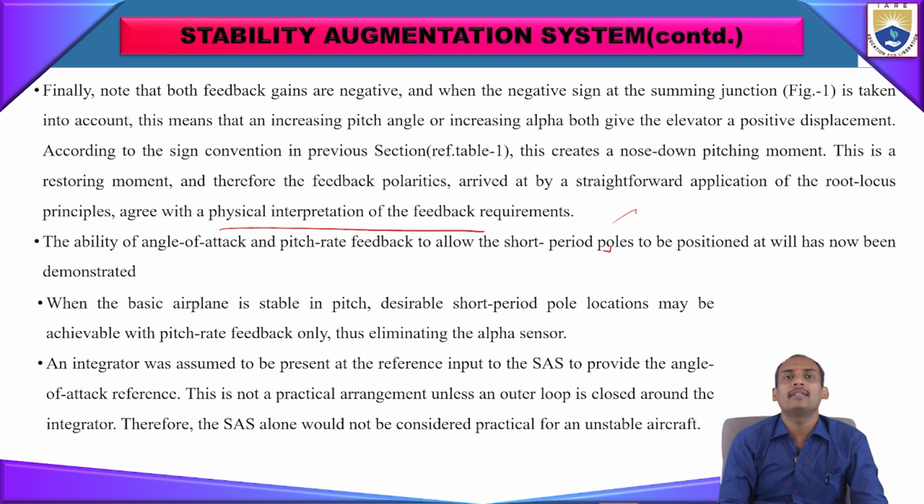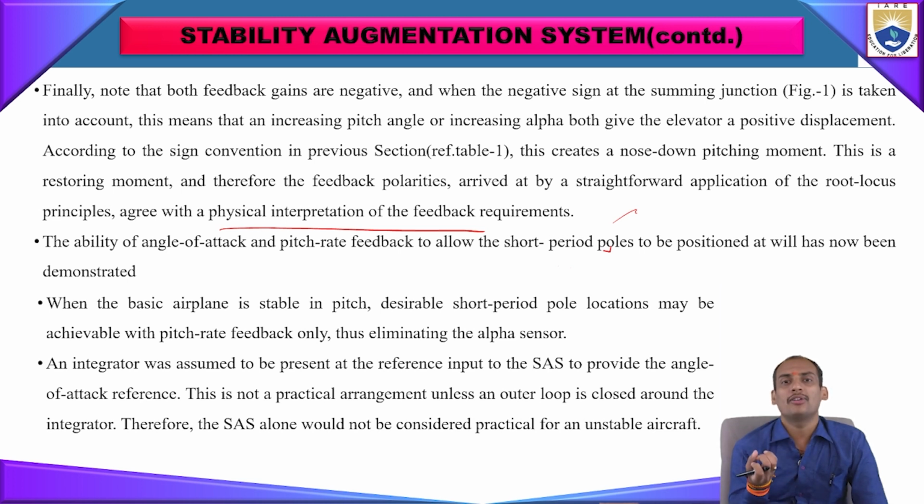So that integrator was assumed to be present, referencing the SAS system to provide the angle of attack reference only. This is not a practical arrangement unless the outer loop is closed around the integrator. So we can say that SAS would not be considered practical for an unstable aircraft.